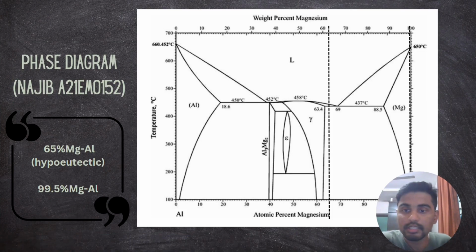So I'll be presenting on the phase diagram of magnesium aluminum alloy, hypoeutectic 65% and 99.5% magnesium aluminum alloy. As you can see here on this phase diagram, this is the line between 60 and 70, which is 65%, and 99.5%.